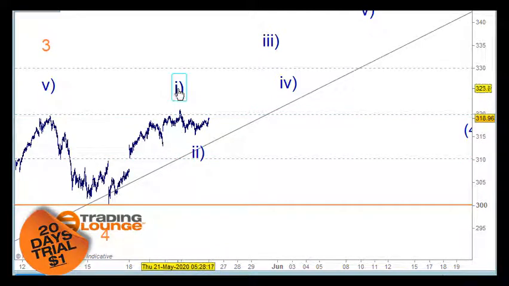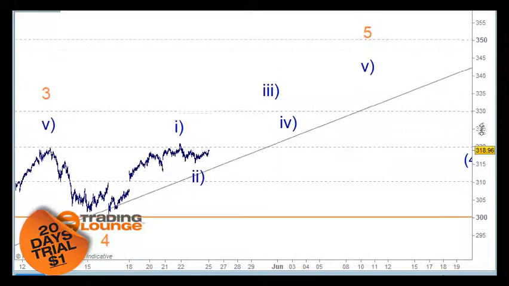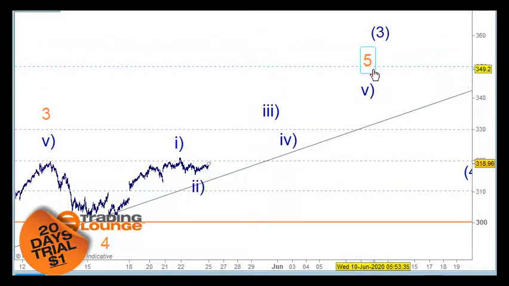So I need to call this wave 1 and wave 2 here, going up for wave 3, 4 and 5 to finish off with 5 a little bit further up here. So Apple can climb higher in this regard.